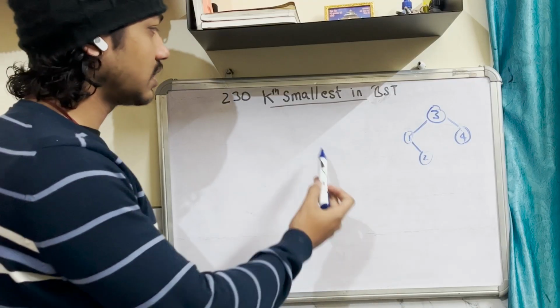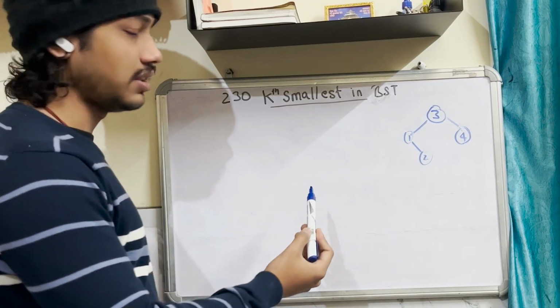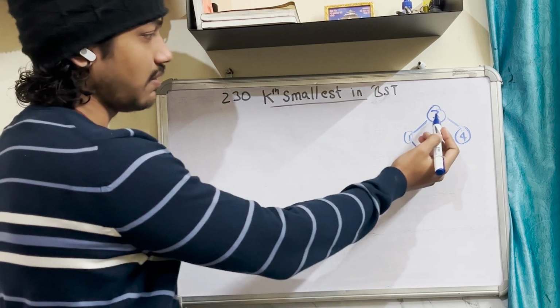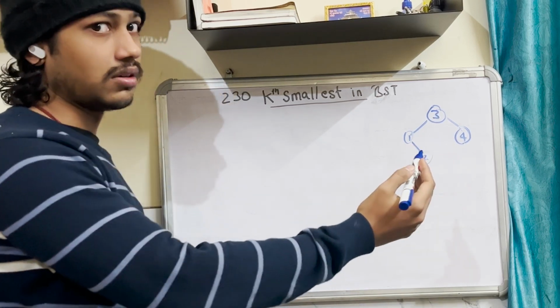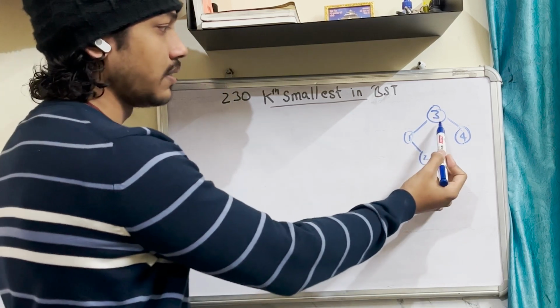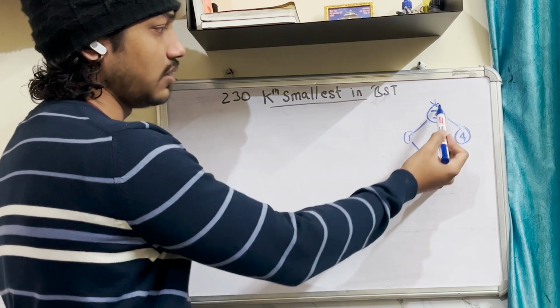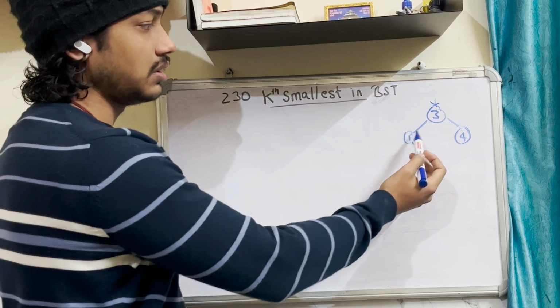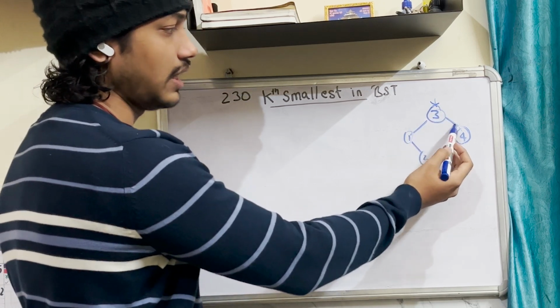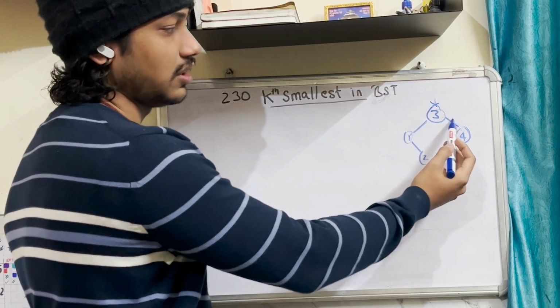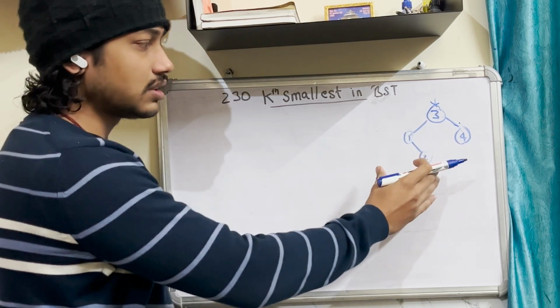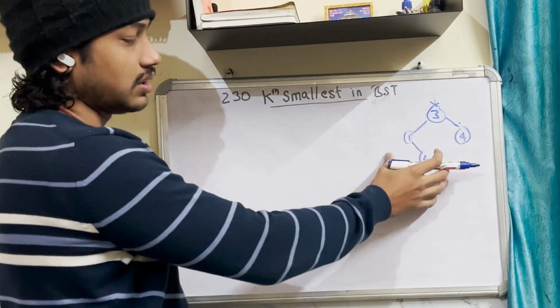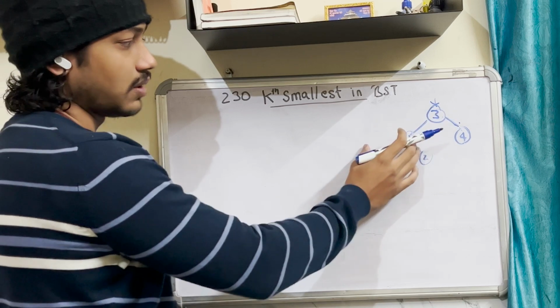We are going to discuss kth smallest in binary search tree. Basically, we have a binary search tree. If you don't know what a binary search tree is, for the root, all the values on the left-hand side of the root are always smaller than the root value, and on the right the values are greater than the root value. And this is true for all the subtrees in the given tree.